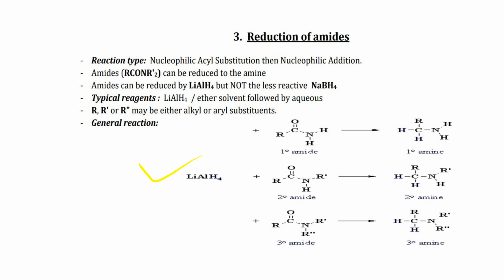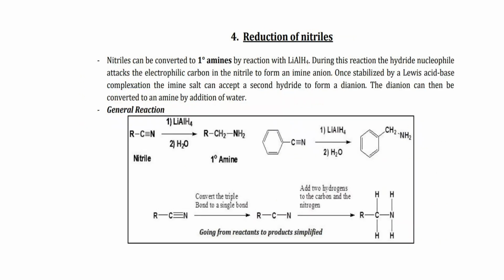Lithium aluminum hydride reacts with a primary amide to give a primary amine. A secondary amide reacting gives a secondary amine. A tertiary amide reacting gives a tertiary amine. Understand? RCONH2, a primary amide, with lithium aluminum hydride gives a primary amine. Primary amide is reduced into primary amine, secondary amide into secondary amine, tertiary amide into tertiary amine. This is the reduction of amide.